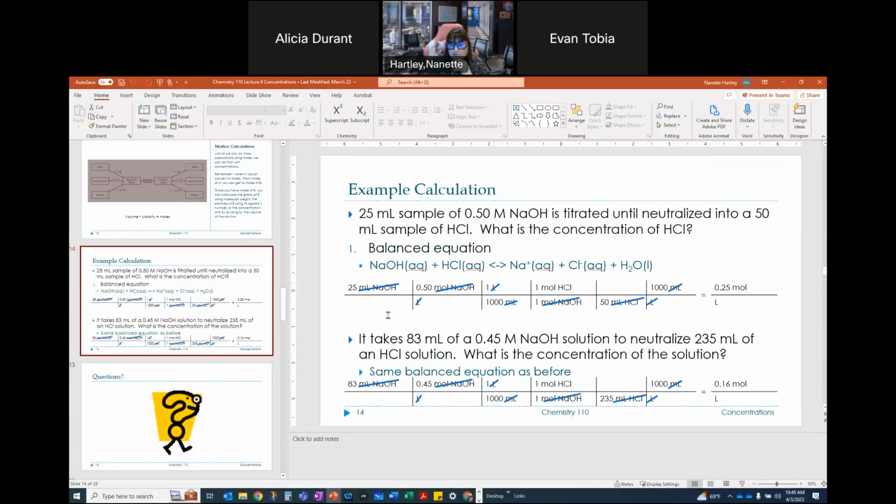Okay. You'll see that that's set up the exact same way, because I always set mine up the exact same way, otherwise I get confused.